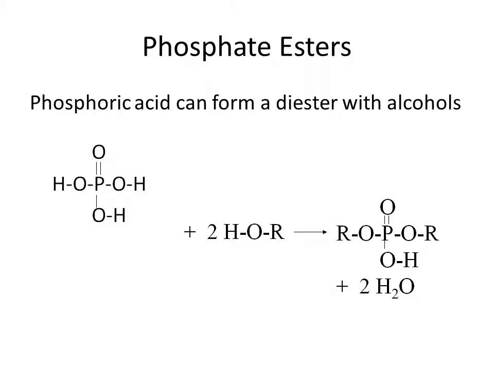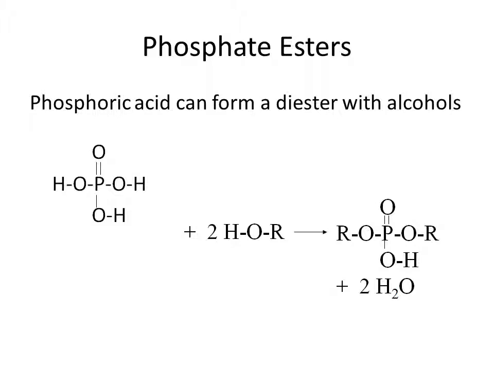Phosphoric acids can form diesters also. We can actually attach two alcohol groups to a phosphoric acid because there's two places where the ester can be formed on that phosphate. If you look at this, you can see that there's phosphoric acid on the left and then two alcohol groups. I can bring an alcohol group in on one side and remove a water and attach the R group, and to the other side I can attach the R group.